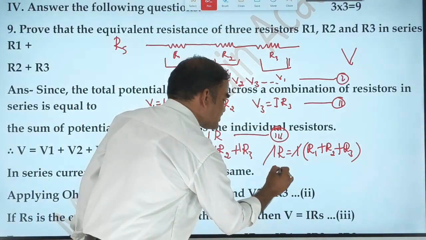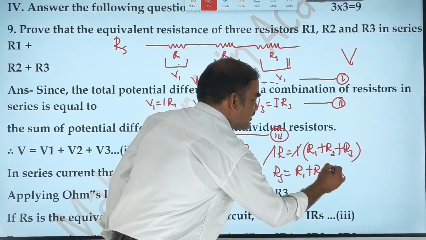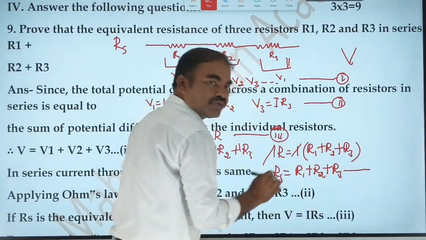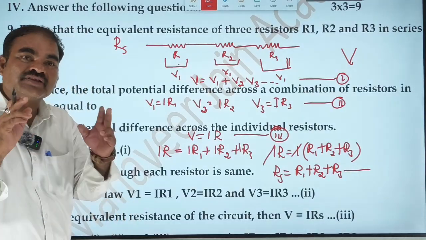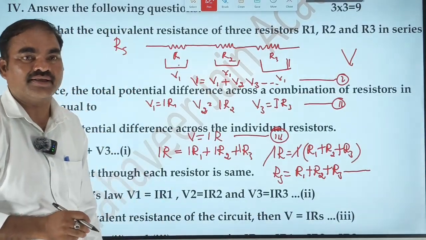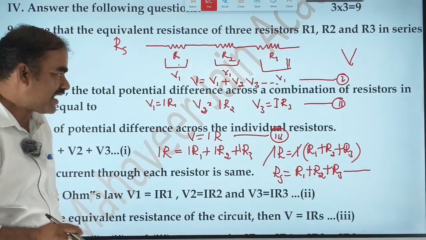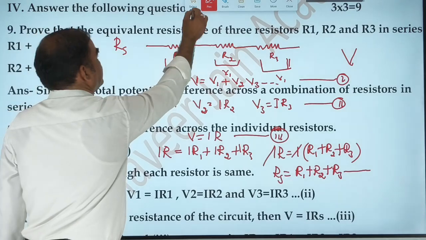So that resistance in series will be equal to R1 plus R2 plus R3. This is a proof. Okay, so both are important here. In the next question paper, we are going to discuss the reciprocal relation, resistance in parallel. That we are going to discuss.